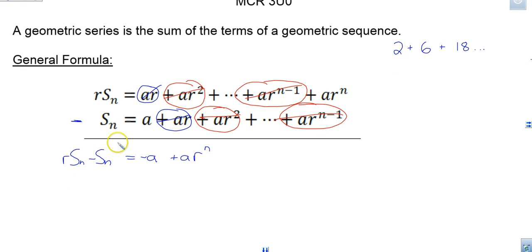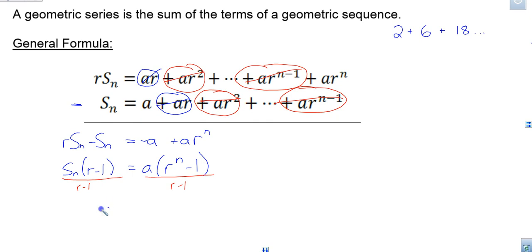All right, so this is what I have, and again I want a formula for the sum. So what I can do is everyone's favorite, factoring. Sum of the first n terms, factor that out. I'd be left with r minus 1. Now over here I can actually factor out an a, and just changing the order of these, I'll have r to the power of n minus 1. So again, I want to isolate the sum, so I can divide both sides by r minus 1, and this gives us our general formula. So the sum of the first n terms of a geometric series is equal to a times r to the power of n minus 1, and then divided by r minus 1.